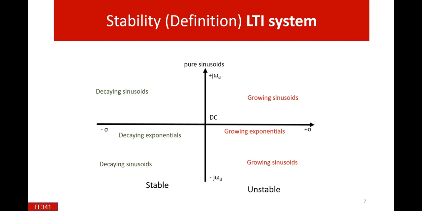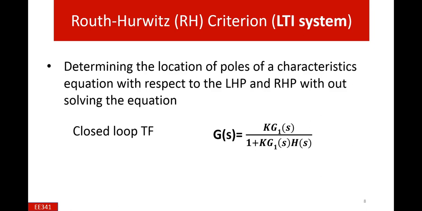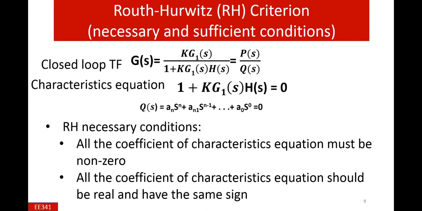And if the poles lie on the imaginary axis or the vertical axis, then the behavior of the system is pure sinusoids. If the closed loop transfer function is given, for example, this is the closed loop transfer function of a negative feedback system, then by using this characteristic equation, we can find the location of the poles by using the RH criteria. Before applying the RH criteria, we have to check some RH necessary conditions.